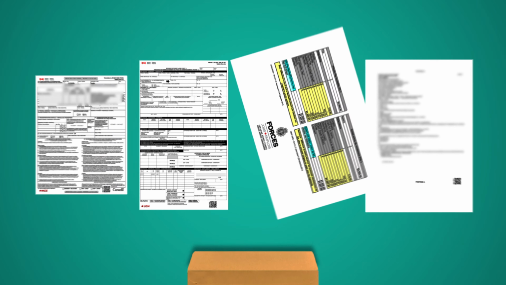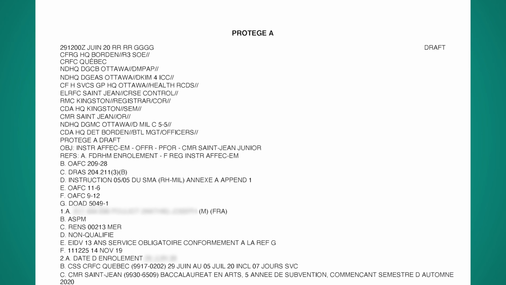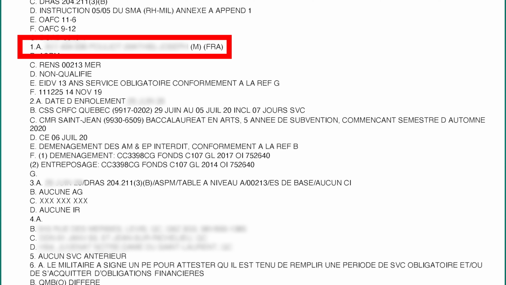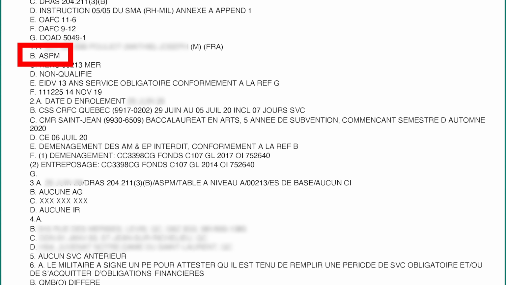Now let's see the enrollment message. This directive is sent to the unit of your initial posting and to certain other organizations to inform them of your enrollment in the Canadian Armed Forces. We'll not review the entire directive, but you will need to verify the following information. Para 1A. The service number, surname, given names, gender, first official language. Para 1B. The rank. Para 1C.